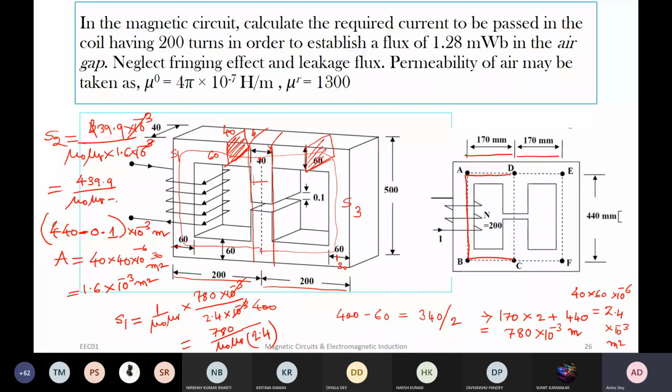And next is to find out your Sg. Sg is equal to 1 by mu 0 mu r, which will be 1, into length, which is 0.1. So 0.1 into 10 to the power minus 3 divided by 1.6 into 10 to the power minus 3. Okay. So we can write in this form that it is mu r into 0.1 divided by mu 0 mu r into 1.6.